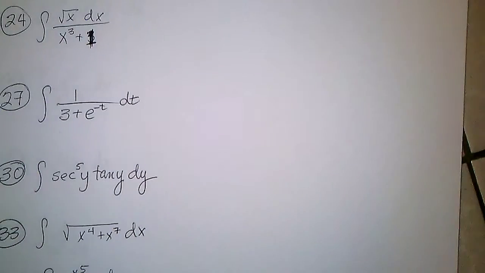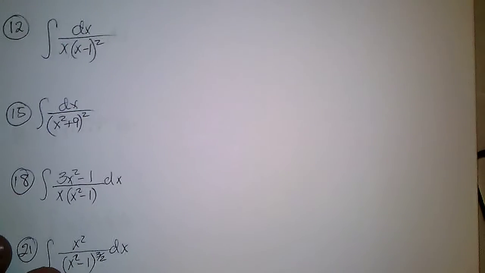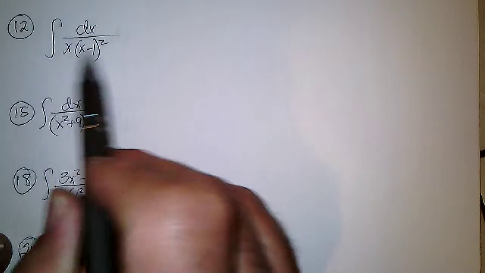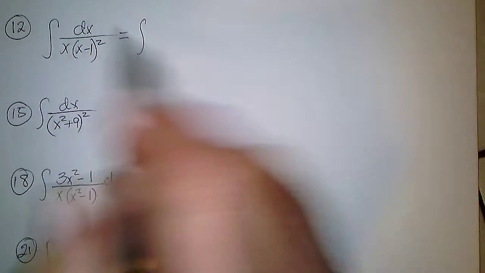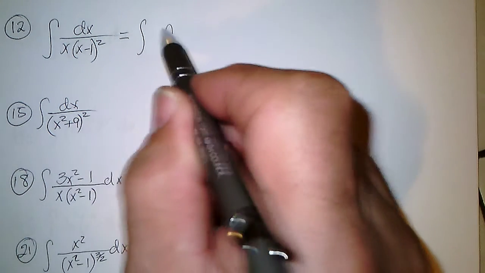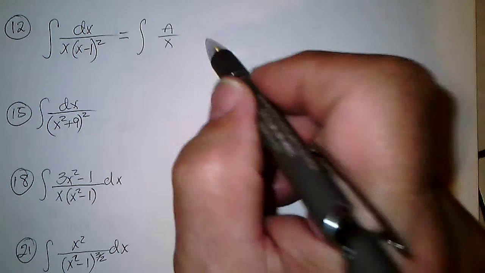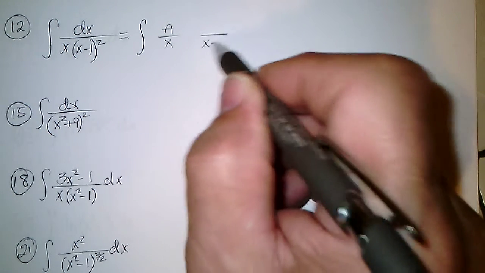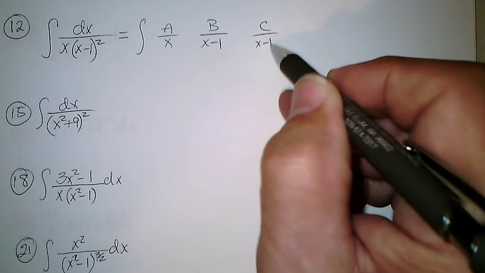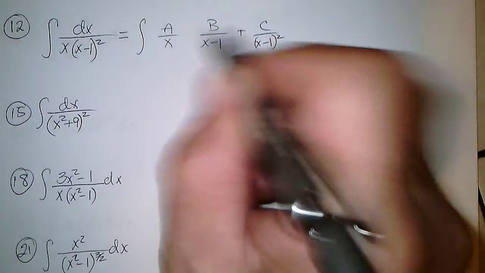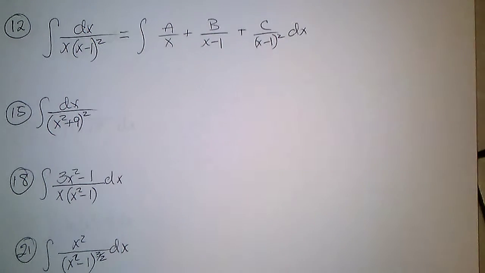Now I'm going to give you hints on each of the following ones. So like number 12, this one looks like it should be partial fractions. So I have x, so I'd put a over x. Then I have an x minus 1 squared, so I'd have to do an x minus 1 with a b, and a c over an x minus 1 squared. And then figure out the a's, b's, and c's and do integration by partial fractions.